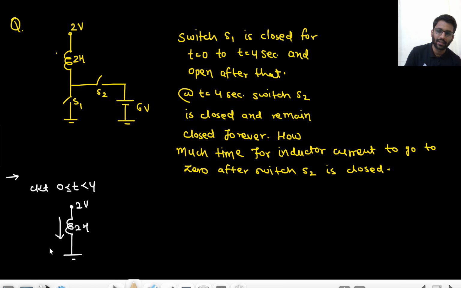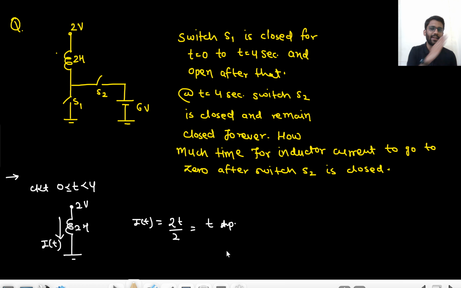Now I will write down the current equation. This is my I(t). So my I(t) will be Vt by L. Why Vt by L? Is the voltage changing? No. The voltage across the inductor is constant. That is 2 volt. Higher end is at 2 volt, lower end is at 0. So 2 volt is constant there. So it will be 2t by L. L value is 2, so it will be t ampere.